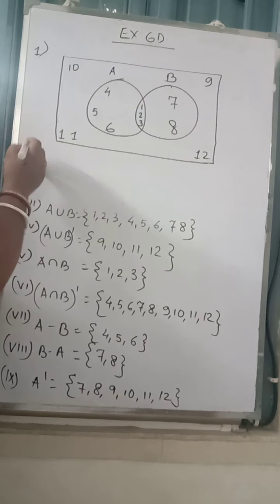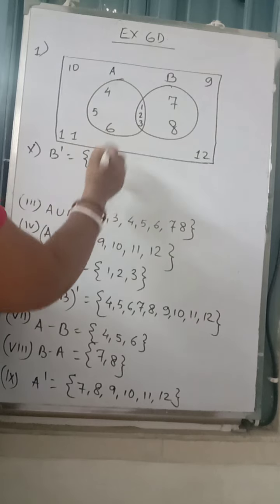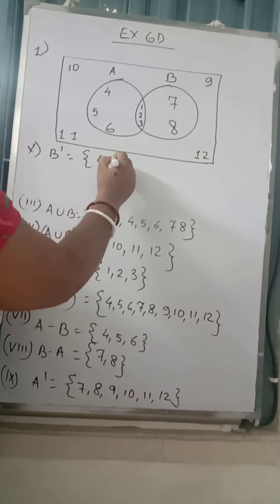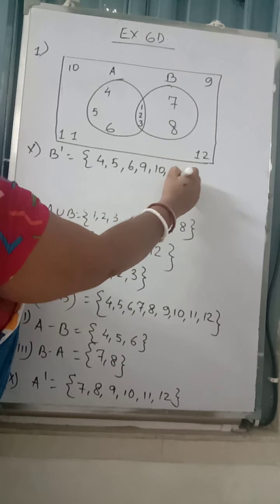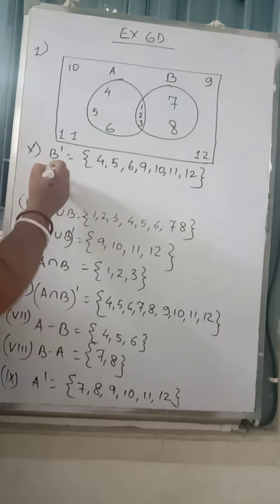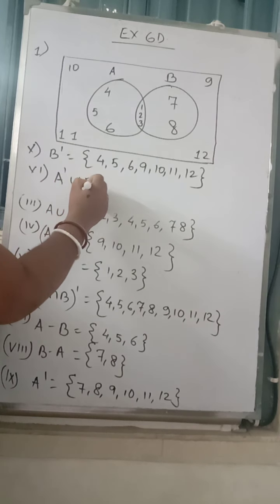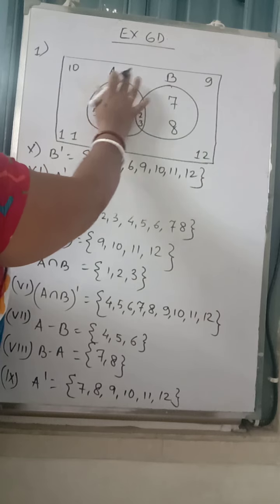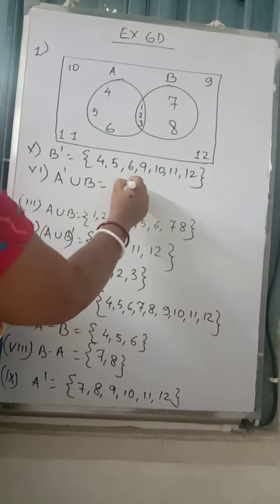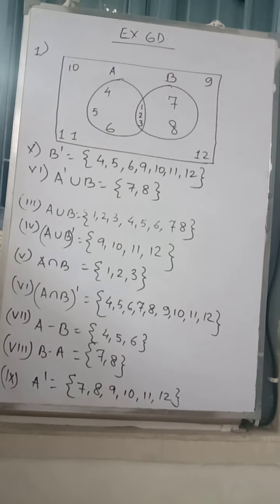Number 10. This is B dash. So leaving the members of set B, you are left with 4, 5, 6, 9, 10, 11, 12. Then 11, A dash union B. So A dash is leaving A, these are the A dash. Now union B, only the members 7 and 8 are there in B. So this will be only 7, 8.